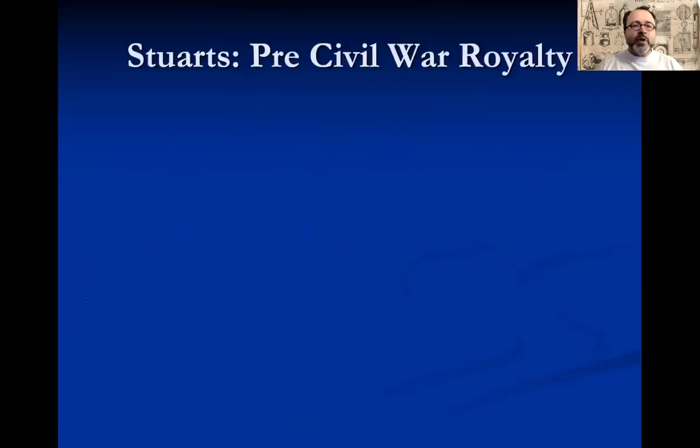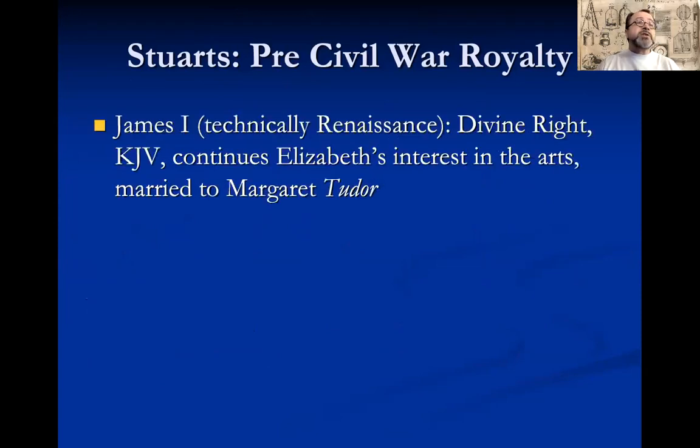So now we're going to get into some royalty. James I was the first of the Stuart line. Now, there's two ways to spell Stuart. When it was in Scotland, it was Stewart. When they became English, it changed to this spelling. So in England, it was this. So James was a Stuart.